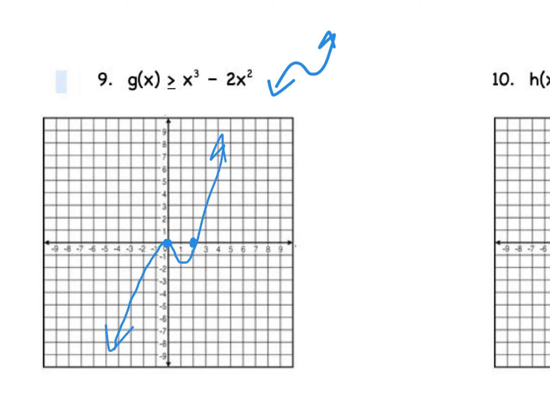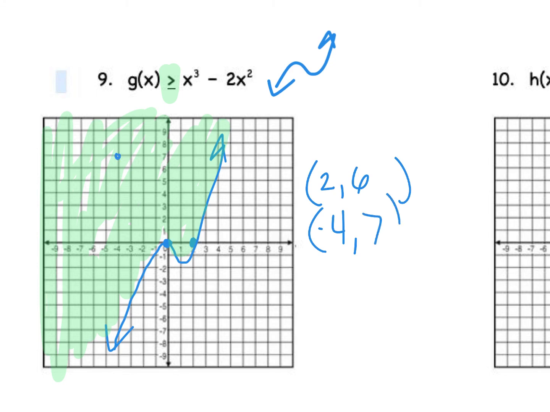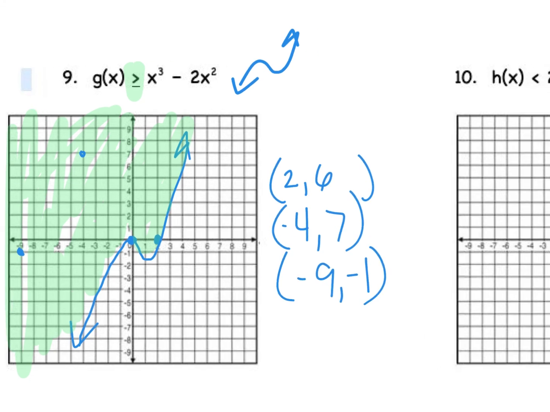And now I'm going to shade. Greater than or equal to will be above this curve. So again, anything in my shaded region is a solution. So I'm going to pick 3 possible solutions, such as (2, 6), (-4, 7), and (-9, -1) would be right here. Those are 3 possible ones.